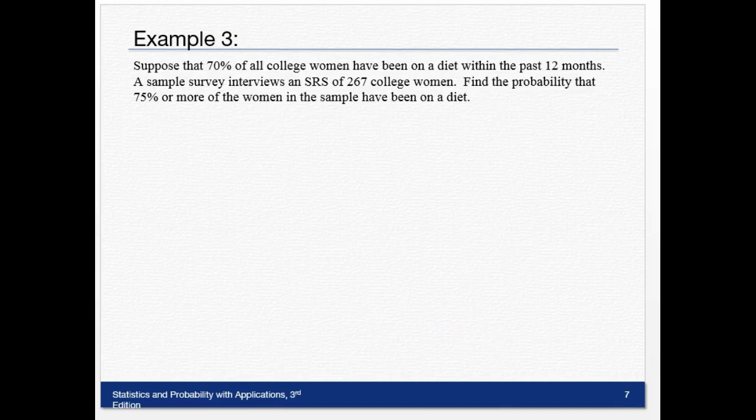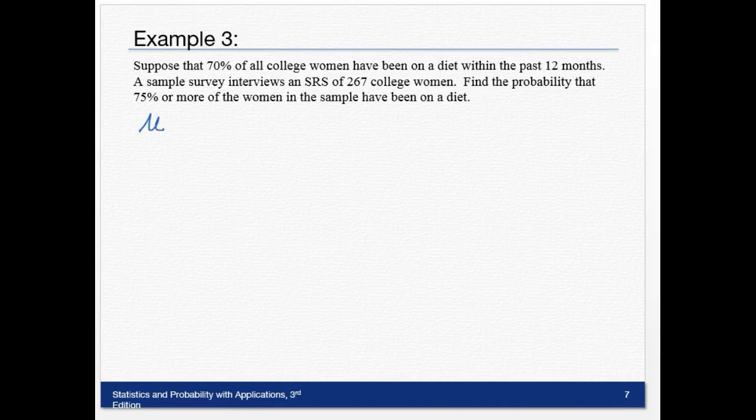Number 3. Suppose that 70% of all college women have been on a diet within the last 12 months. A sample survey interviews a simple random sample of 267 college women. Find the probability that 75% or more of the women in the sample have been on a diet. All right, so we have a lot to decode here. Our goal is to do a normal CDF calculation, but in order to do that, you have to know the mean and you have to know the standard deviation.